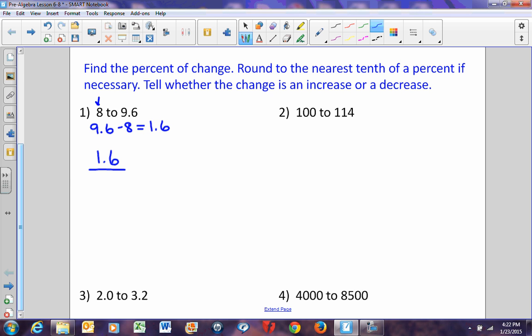My original amount was 8, because that was the first number given. That's always the original amount. The original amount is always the first number given, especially when it says this to something else. 8 to 9.6: 1.6 over 8 equals x over 100. Solve this proportion. 8x equals 160, because 1.6 times 100 is 160. Take 160, divide it by 8, and x equals 20. So we had a 20% change, and since we went from 8 to 9.6, it got bigger. This is an increase.